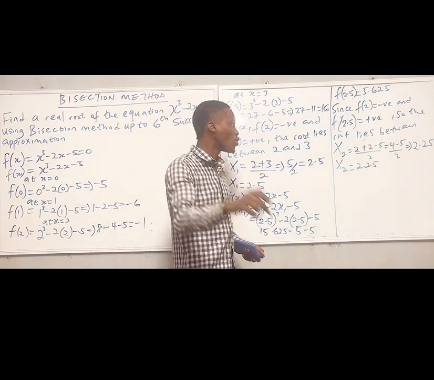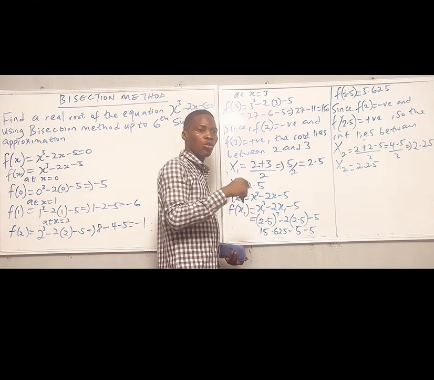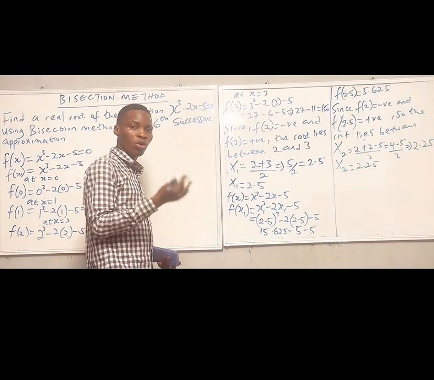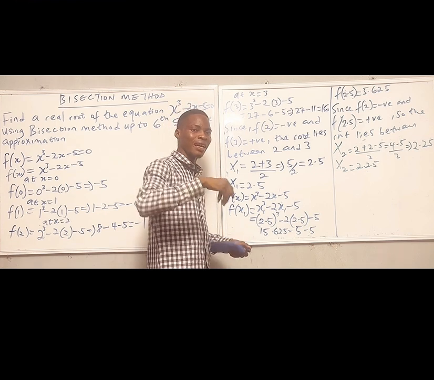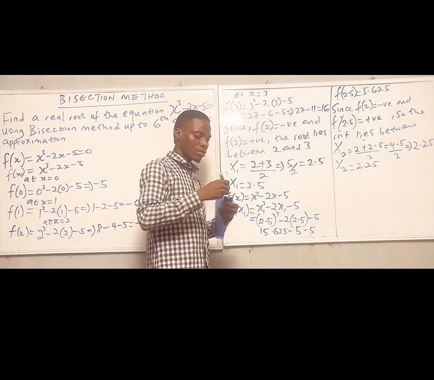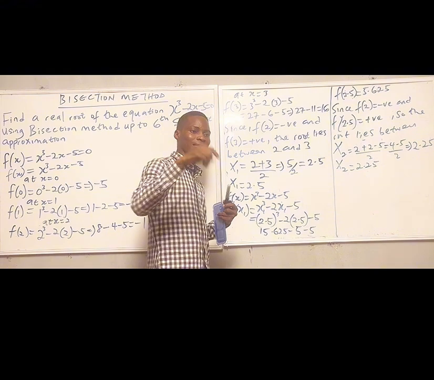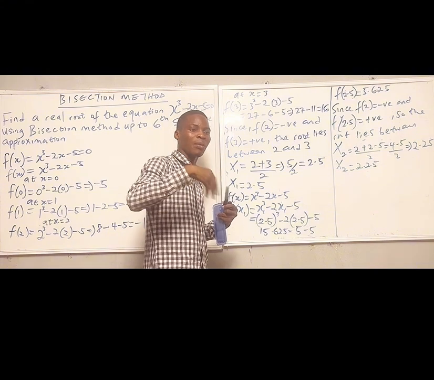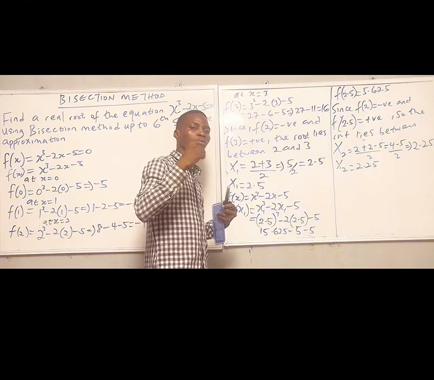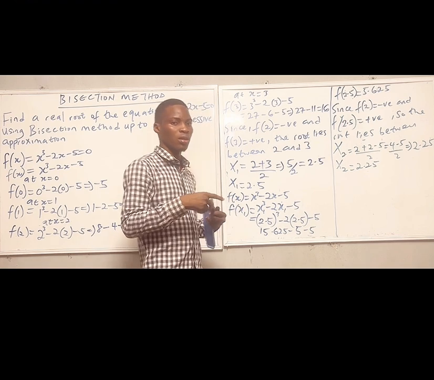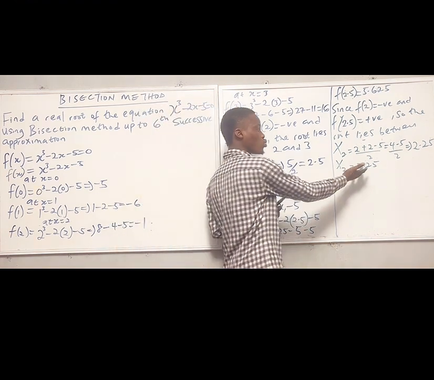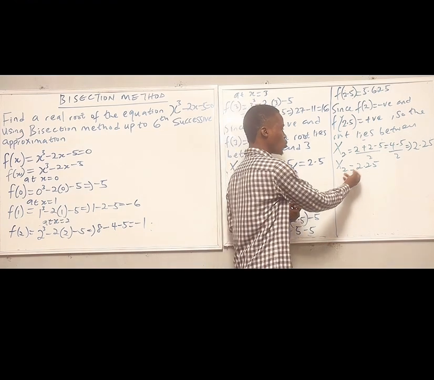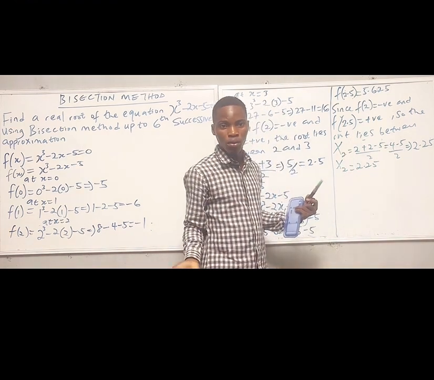The aim of solving using the bisection method, for any algebraic or non-linear equation, is that my last approximation should give me 0 or something sufficiently small. It converges. S2 is 2.25, and it's not equal to 0.